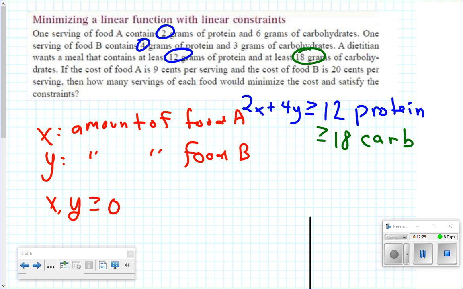With the carbohydrates, I have to have at least 18, so that's going to be less than whatever I eat. So let's see, how many carbs? 6 carbs from food A, and 3 carbs from food B. So these are my 2 constraints that I'll put onto the graph.